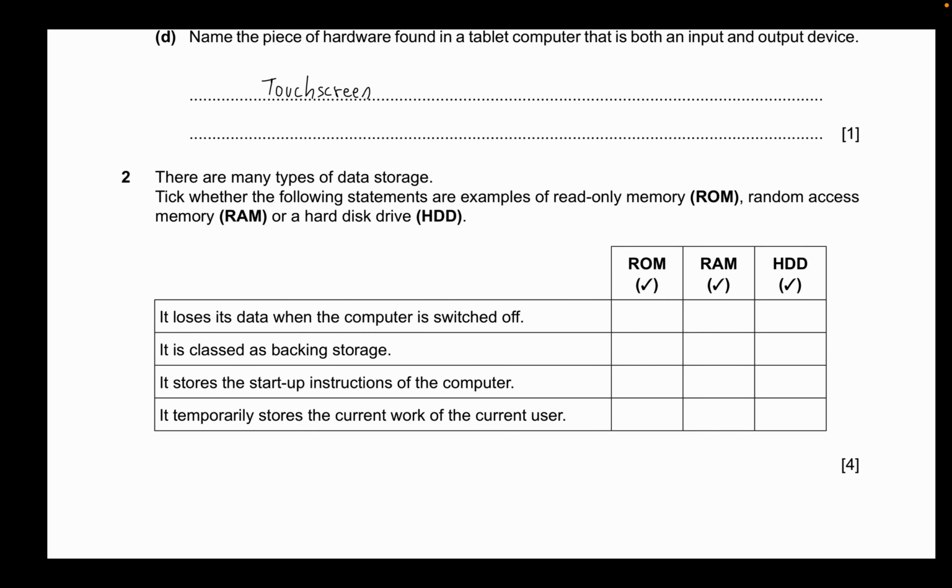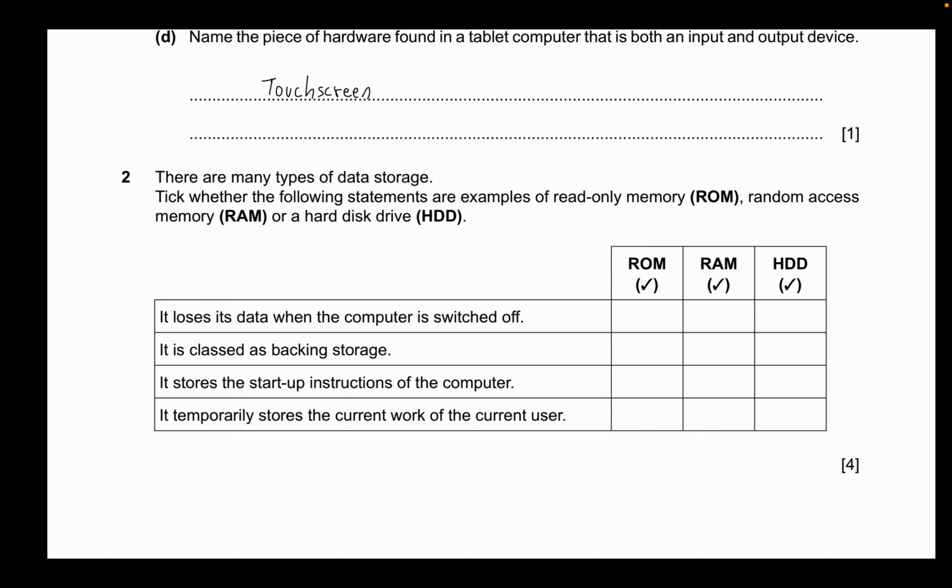Now, the next question: there are many types of data storage. Tick whether the following statements are examples of read-only memory, ROM, random access memory, RAM, or hard disk drive, HDD. So now, when you look at this carefully, if you remember some facts, ROM is read-only memory, meaning that the data stored in it is not temporary, so it's not lost when the power is cut off. But in RAM, if the power is cut off, all the data is lost, okay?